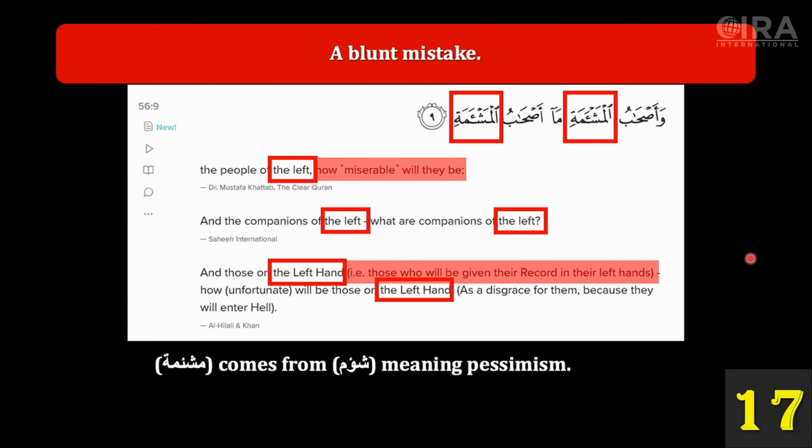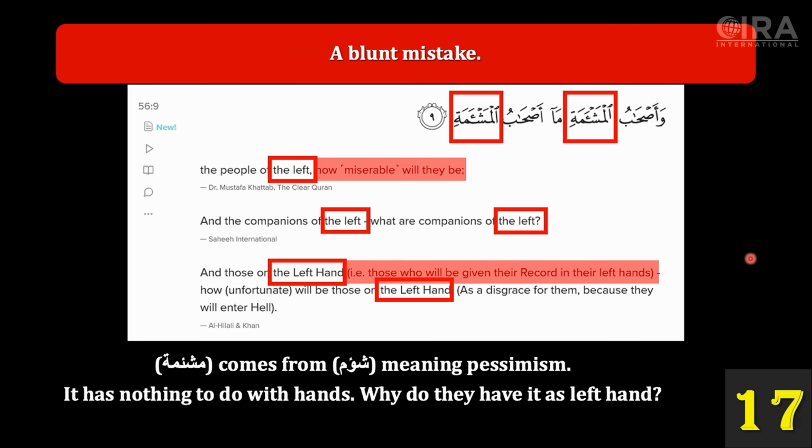But the reality is mash'ama comes from the Arabic shu'm, which means pessimism. Right. It has nothing to do with hands. Why do they have it as left hand? Ask them. This is not something that I know. But it's Ashabul Mash'ama, meaning those who will be pessimistic in the afterlife. What do you think of this one?